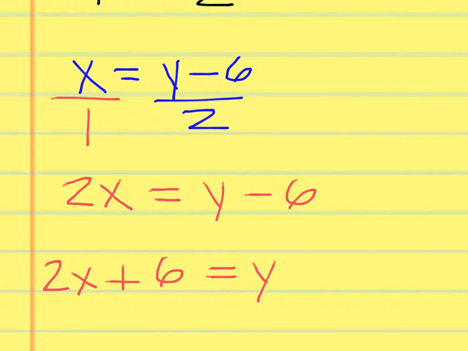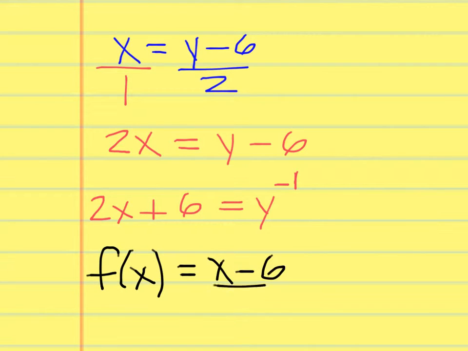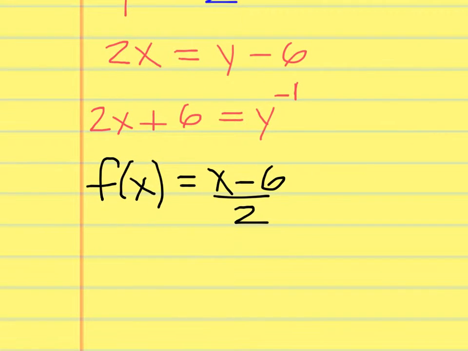But the inverse is noted differently than the original function. That's the inverse. And if it's written like this, f of x equals (x minus 6) over 2, then you would write the inverse as this.